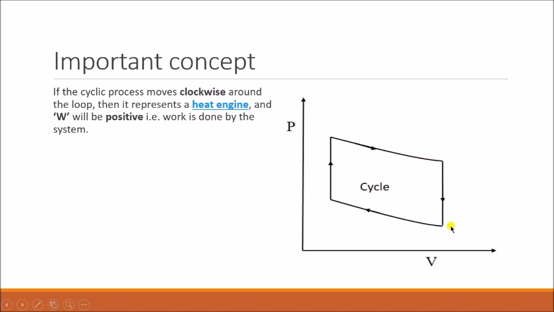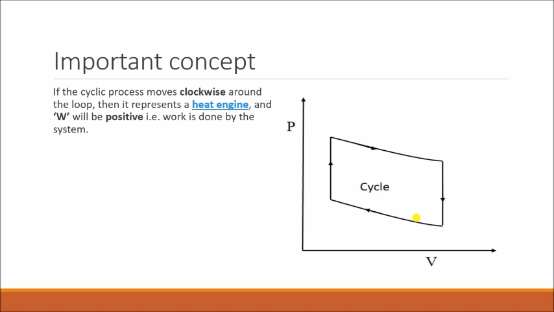Here four processes are combined to form a cycle. If you can see, the direction of the cycle is clockwise. So if there is a PV diagram, and a cycle which is moving in clockwise direction, then it is represented as a heat engine. The best example of a heat engine is your petrol or diesel engine. Why do we call them heat engines?